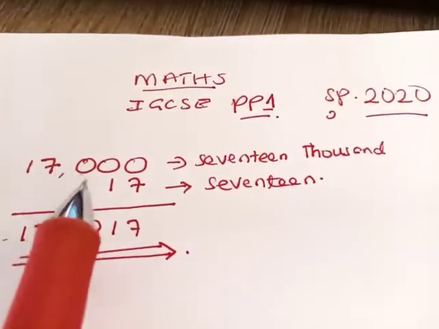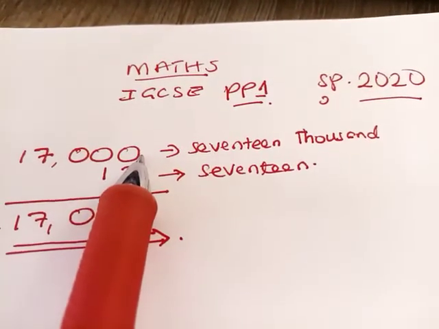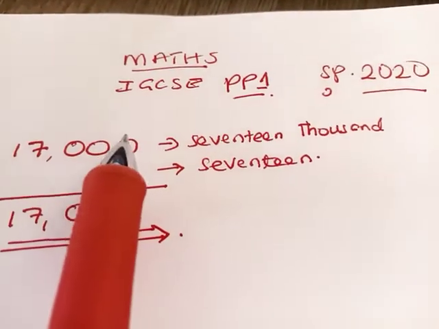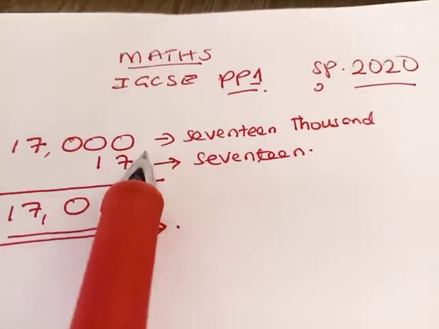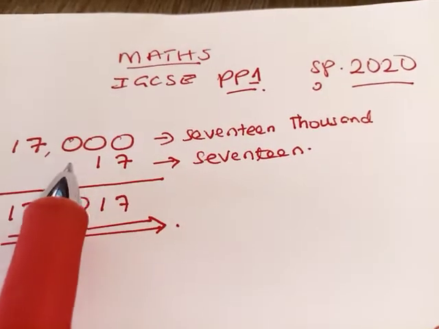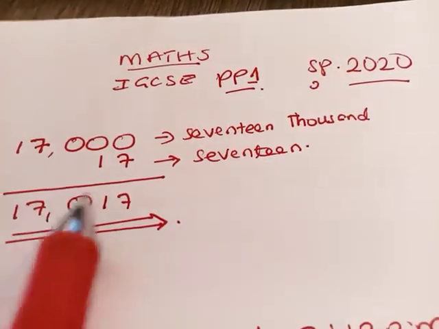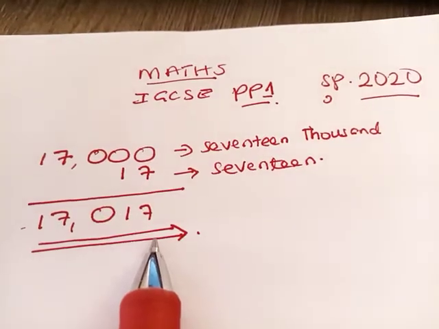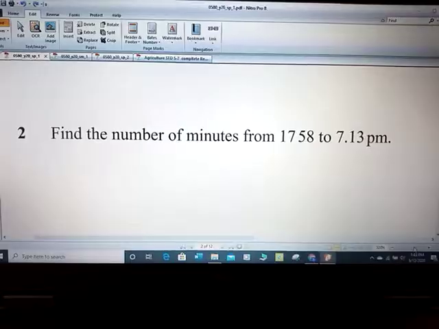When you are writing 17,000, you write first 17,000 in the normal numbers. There is 17,000 and 17 in figures, and then 17. Make sure that your numbers align with their positions in the unit form. We have units to units, tens to tens, thousands to thousands, 10,000s to 10,000s, as you can see there. And then principally, you just make the addition there, and you get your answer there as 17,017. That will be perfect.